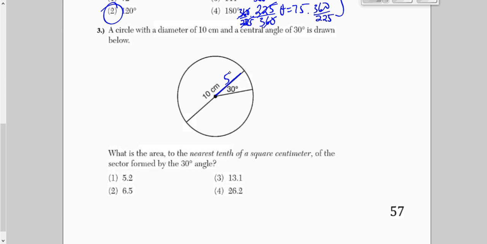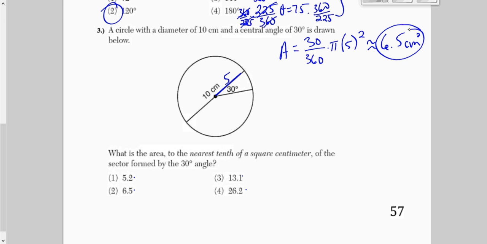So our area equals our fraction 30 out of 360 times pi times r squared, and that's 25. We don't really have to go about simplifying because look at the form that all the answers are in. We could just put this in our calculator and get one of those decimal answers. And when we do, it's 6.5 square centimeters, and that would be choice 2.